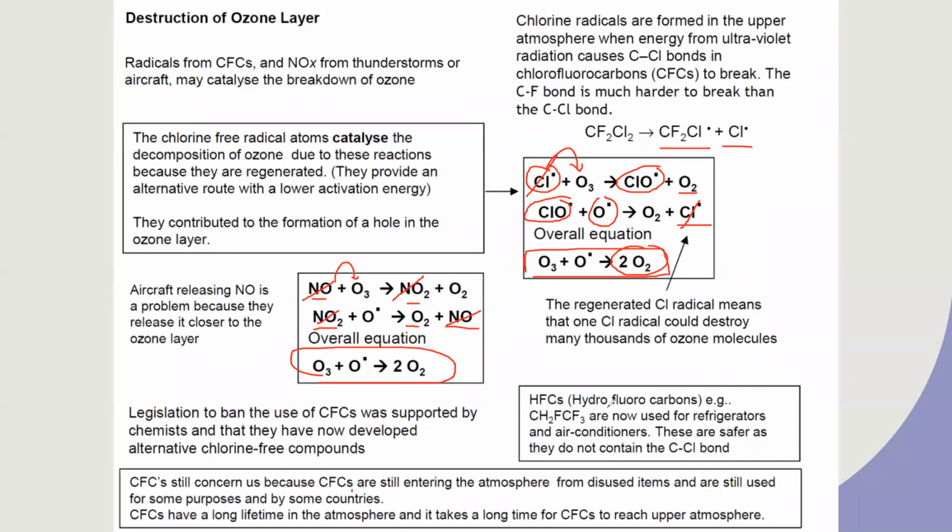So instead we use hydrofluorocarbons, HFCs, and they are much safer as they do not contain carbon-chlorine bonds, because the carbon-chlorine bond in CFCs is responsible for the production of the chlorine radical. Here in HFCs, there is no carbon-chlorine bond. That's why it is not an ozone depleter.